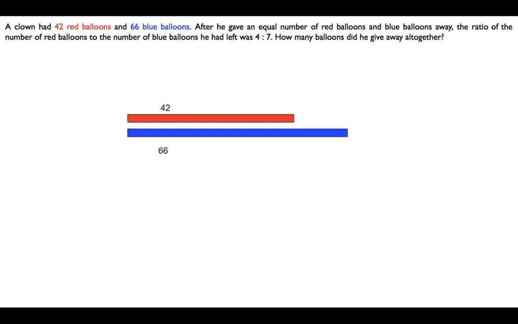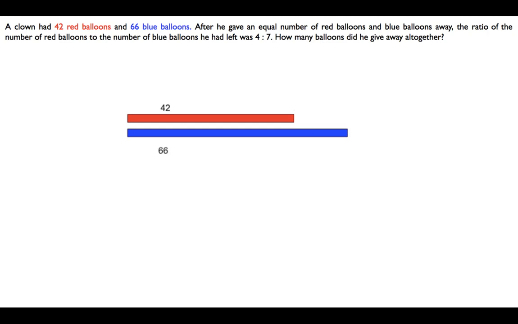Okay, let's start with what we know so far. In the beginning, we know that the clown had 42 red balloons. So I'm going to draw that out. There's my 42 red balloons. And I also know that he has 66 blue balloons. So I have 66 blue balloons.